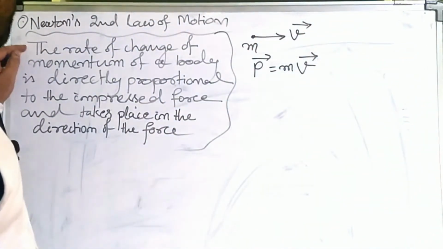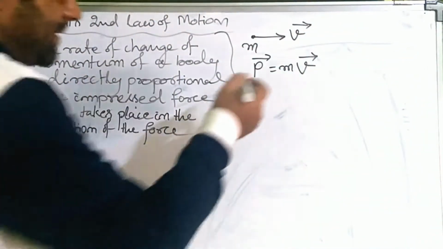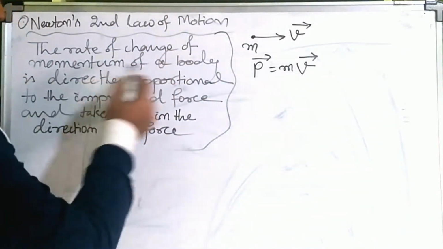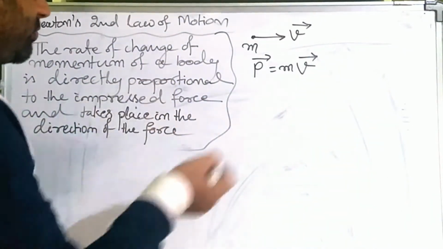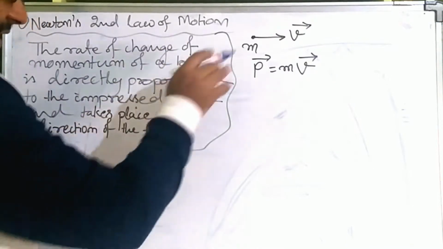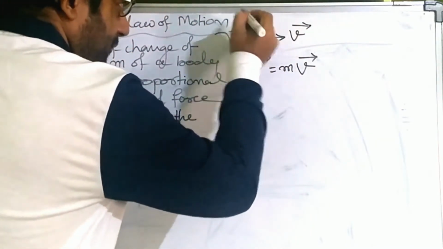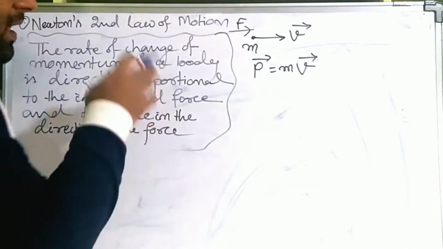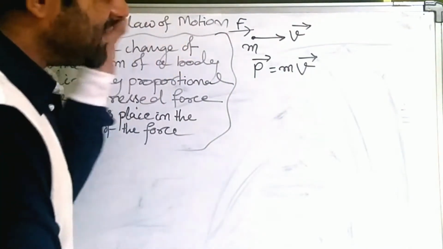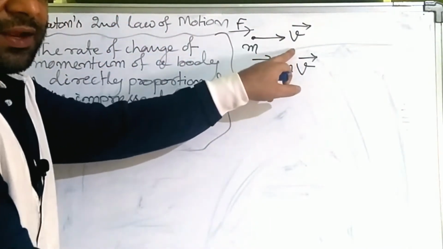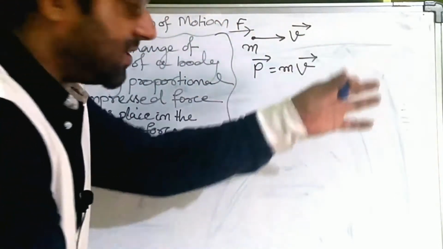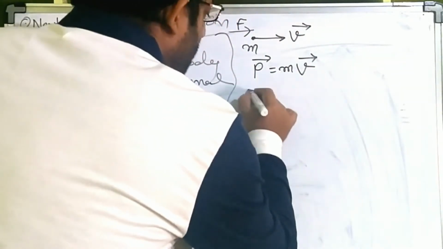Now what it says is the rate of change of momentum of a body is directly proportional to the impressed force. Let us say this is caused because of a force F acting. Now when the force is acted, it has started moving with the velocity v, but this velocity may be changing, right? See what it is saying.